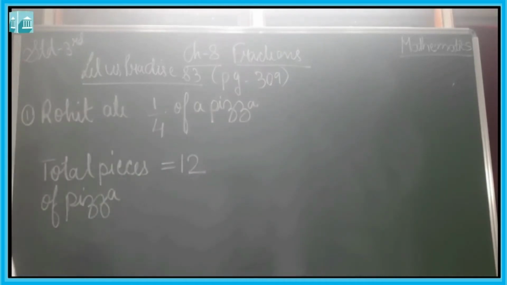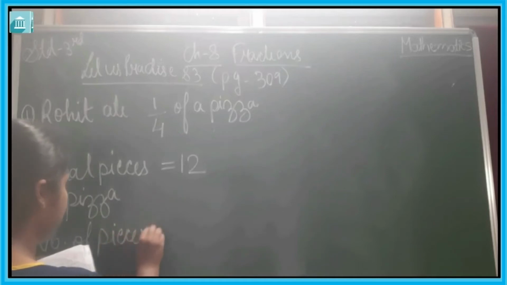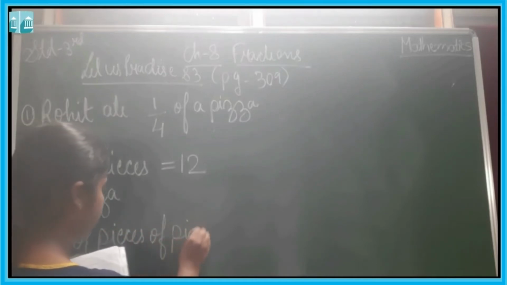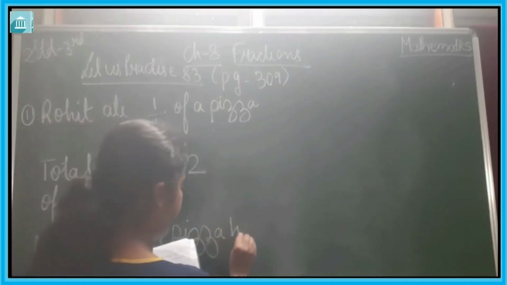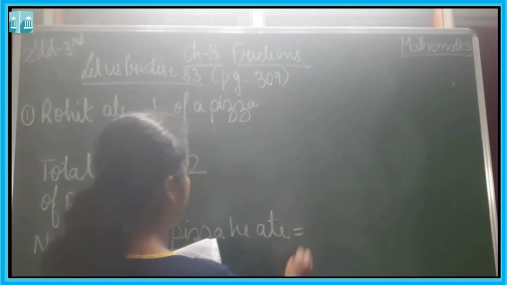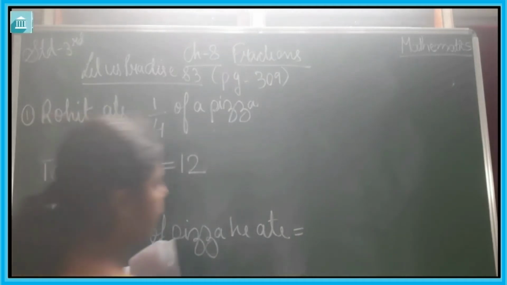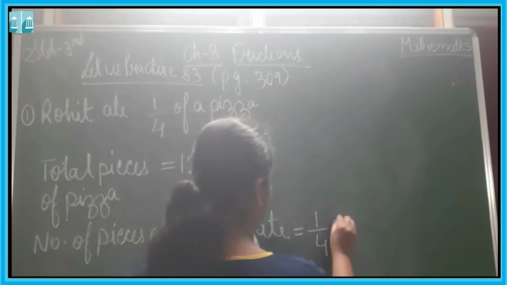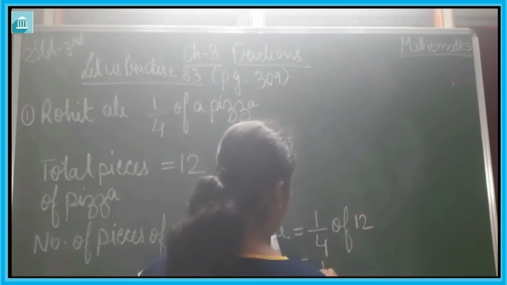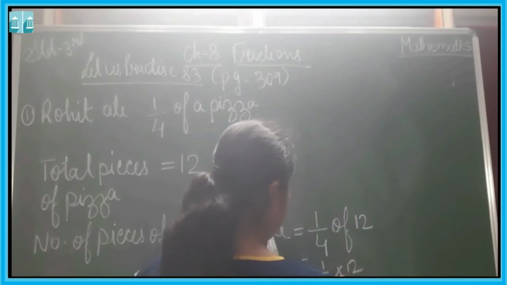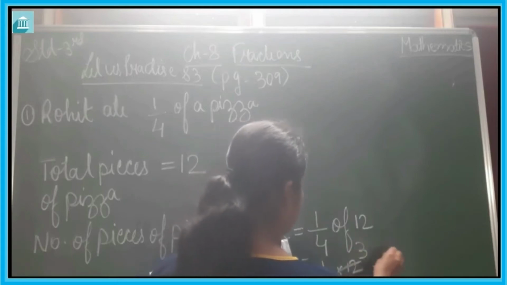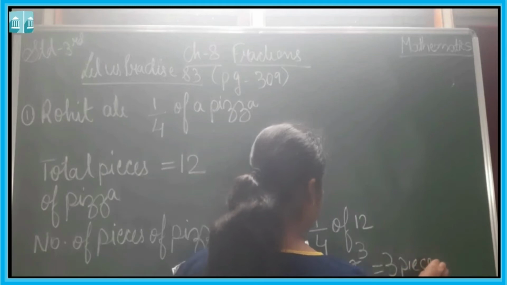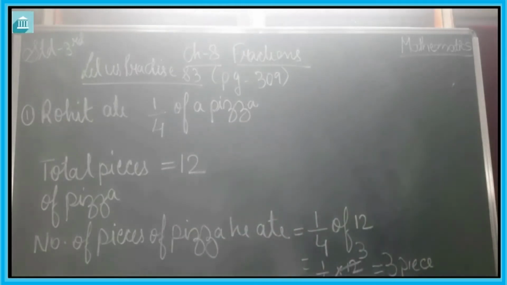1/4 of pizza we ate. Number of pieces of pizza he ate is equal to, कितना खाया था उसने? 1/4. So 1/4 of 12 is equal to 1/4 into 12. 4 1s are 4, 4 3s are 12, so 3 pieces of pizza he ate. Okay, did you understand this question?